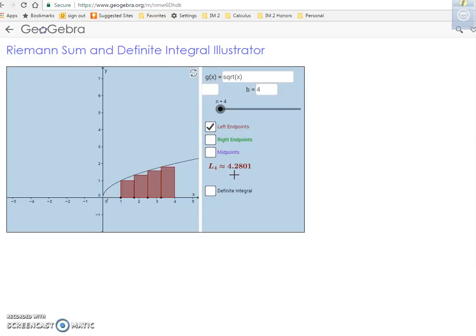Okay, so there it is with 4. Also notice that the approximation changed. Now we have 4.2801, 5 rectangles, 6 rectangles. Notice also the figure there. The more rectangles that are being created, the closer we're getting to filling in the region that we want. Right now I'm at 37 rectangles. So the more rectangles that we get, the more we're covering that region.